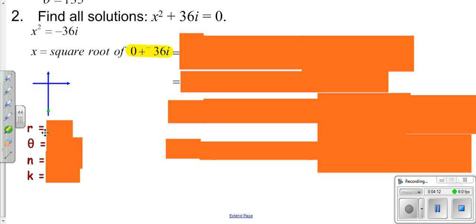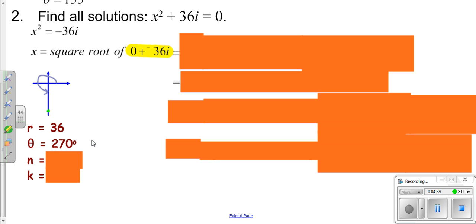Once again, r is your distance away from the origin. Well, we're 36 away because you're 36 down, so r is 36, and remember r is always positive. Your angle, well, we're going all the way from here all the way around to the negative x-axis, which you should remember is 270 degrees. Or if you wanted to use 3 pi over 2, you could. Does not make a difference.